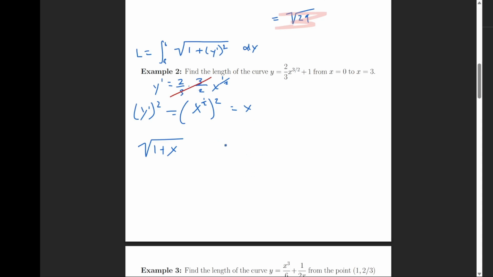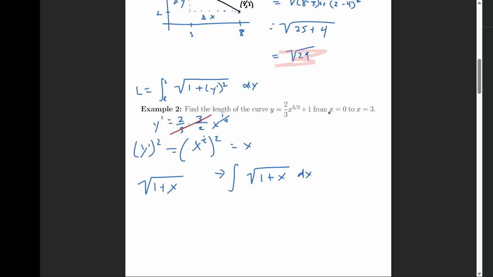So integral, let's plug into 0. Right? So this is our thing, and then what are our bounds, right? So we have x equals 0 and x equals 3, so that's gonna be our bounds. That's a 0, not a 6.